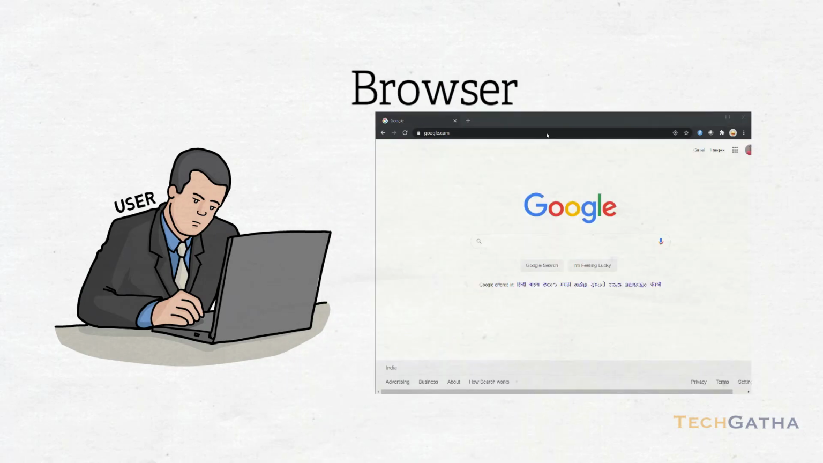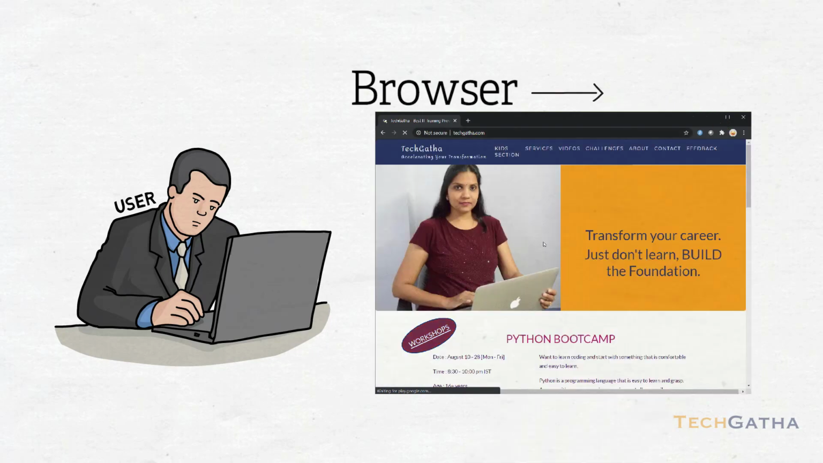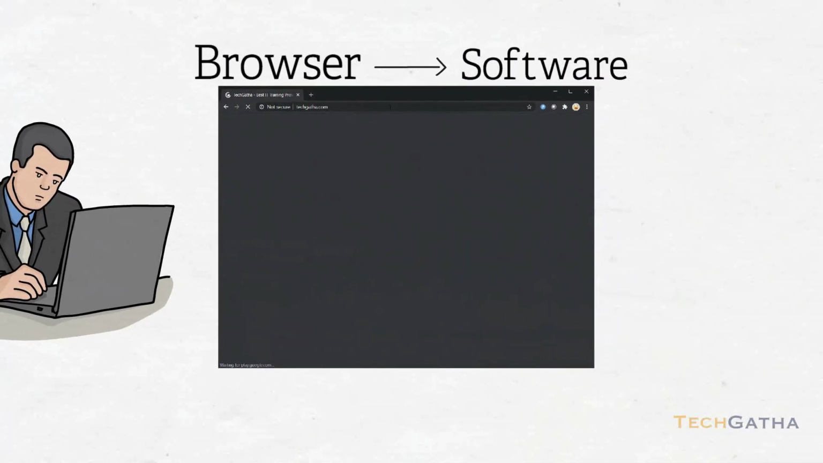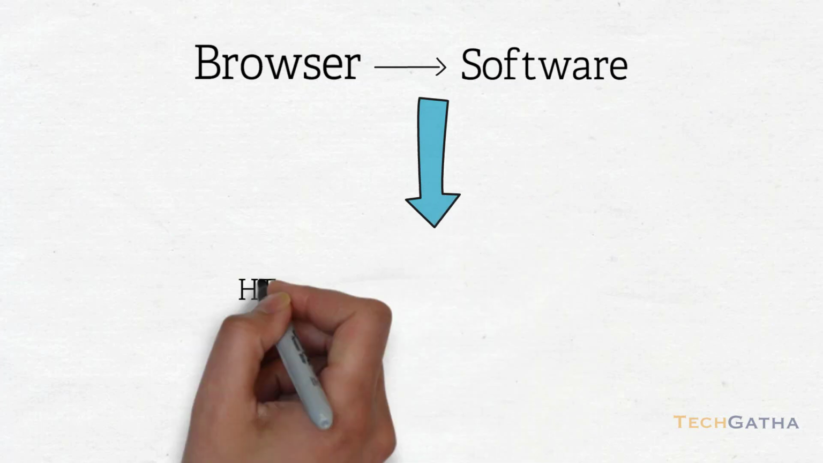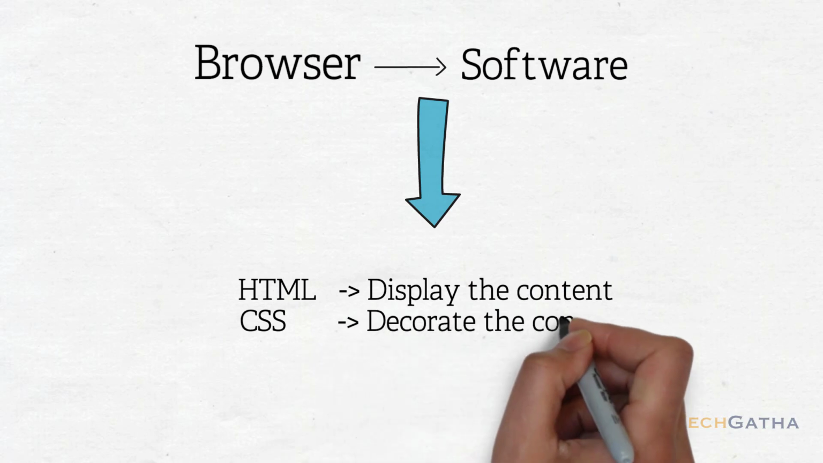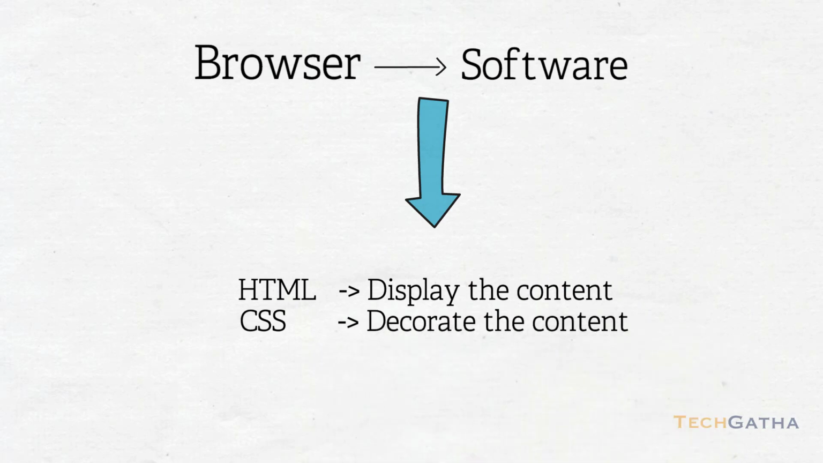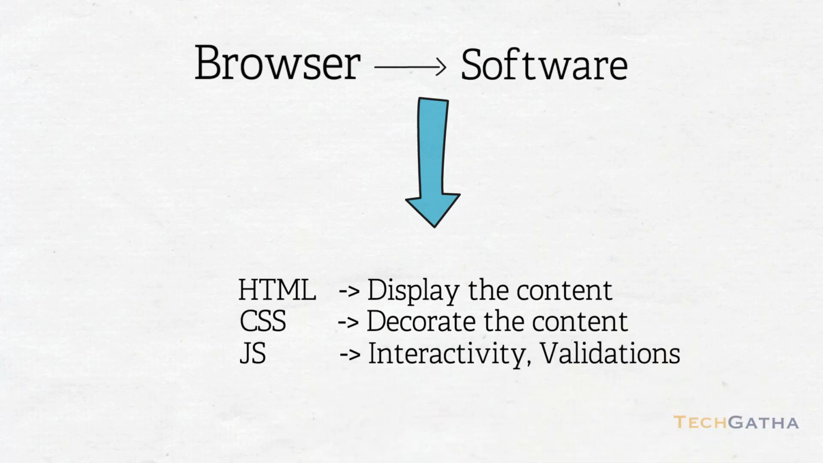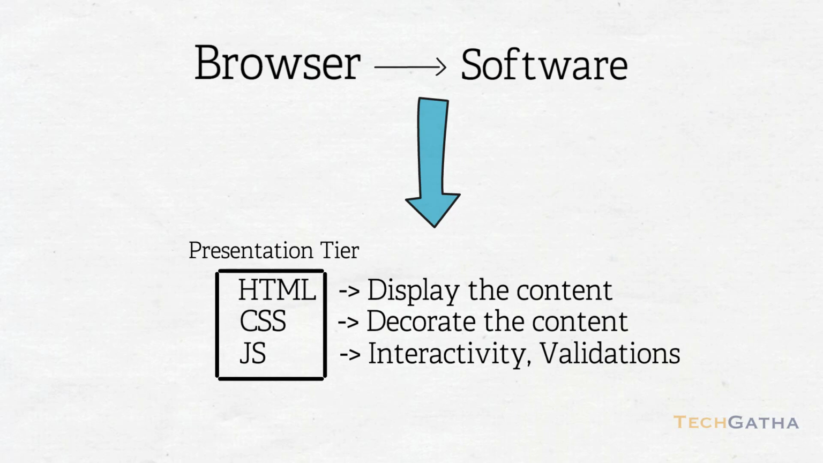So say for example, a user or client starts interacting with the website by opening a browser, typing in the URL, and the web page loads. Now, browser is a software that understands only three languages. HTML, which is used to display the content on the web page. CSS, that is used to decorate the content displayed by the HTML. And JavaScript is used to add dynamism, interactivity, and provide validations to the data entered by the user. These three languages form the presentation tier, as this is the layer which is visible to the client.